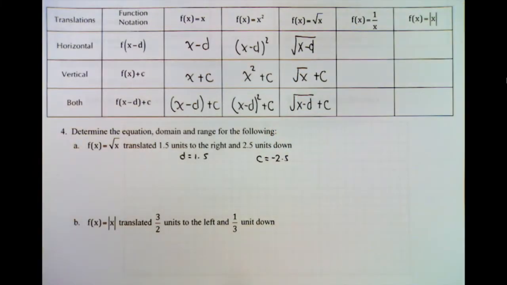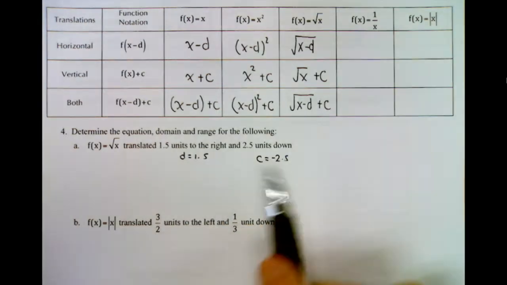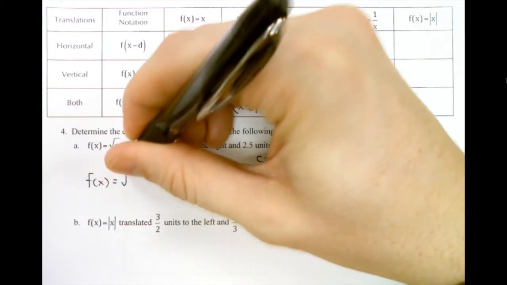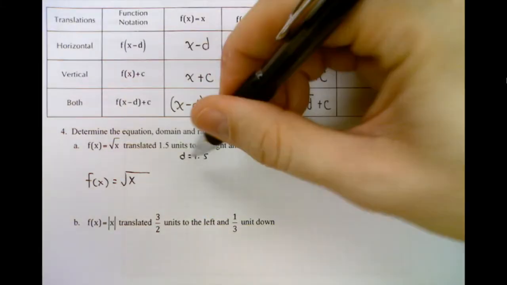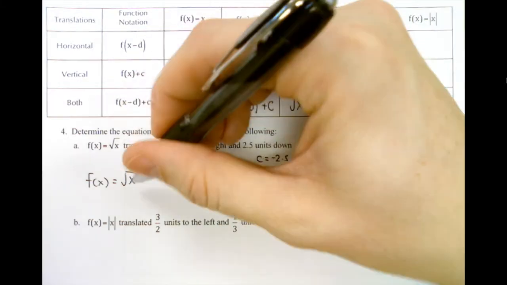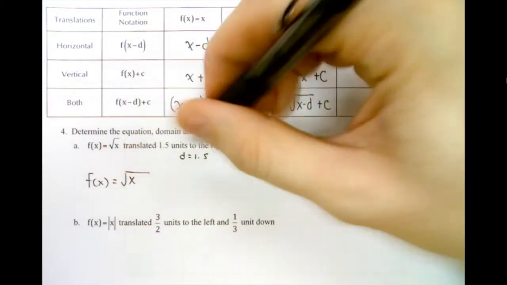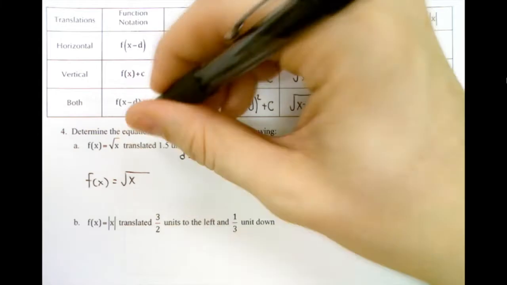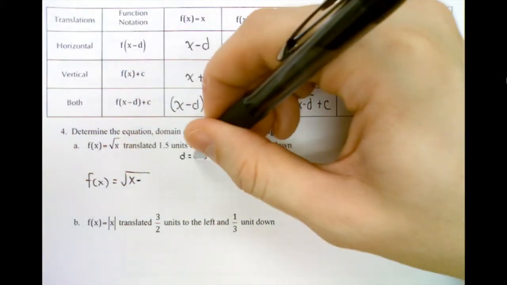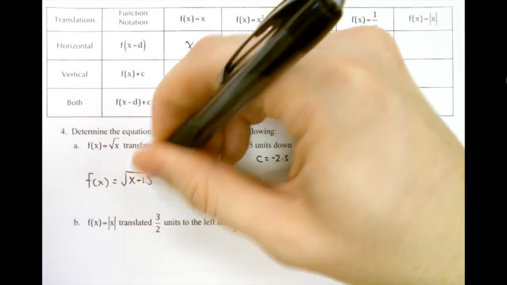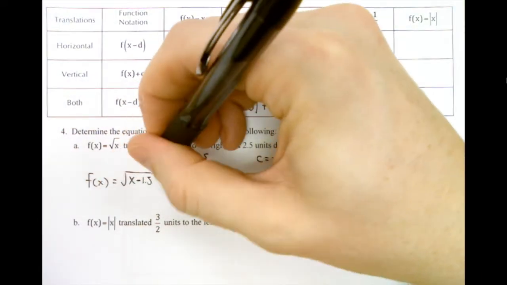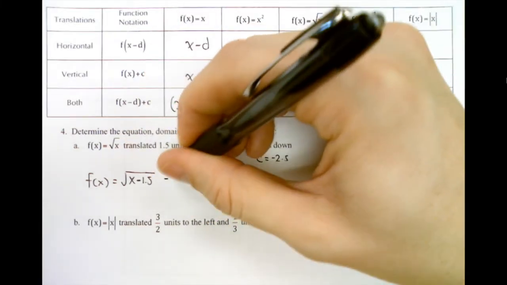So here we go. Here's what the function would look like with these two transformations. F of x equals the square root of x. D, the shift left or right, acts directly on x, inside the square root. To the right, it's positive. But in the parent function, we have a minus d. We always subtract d. Subtract 1.5. C acts on the whole function. The whole function is square root, so outside the square root, minus 2.5.